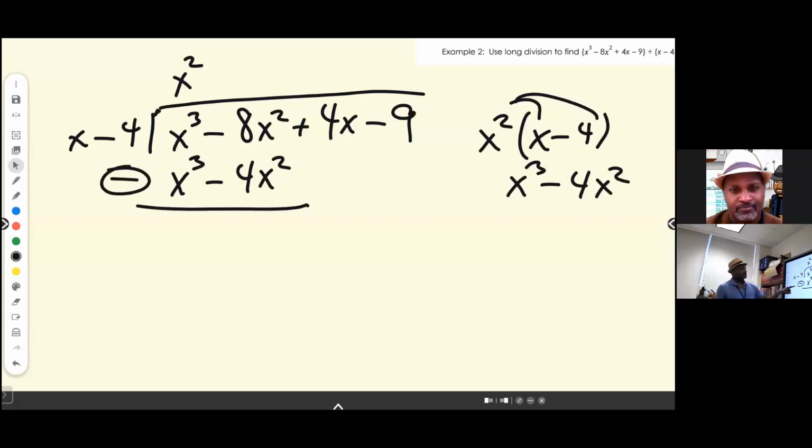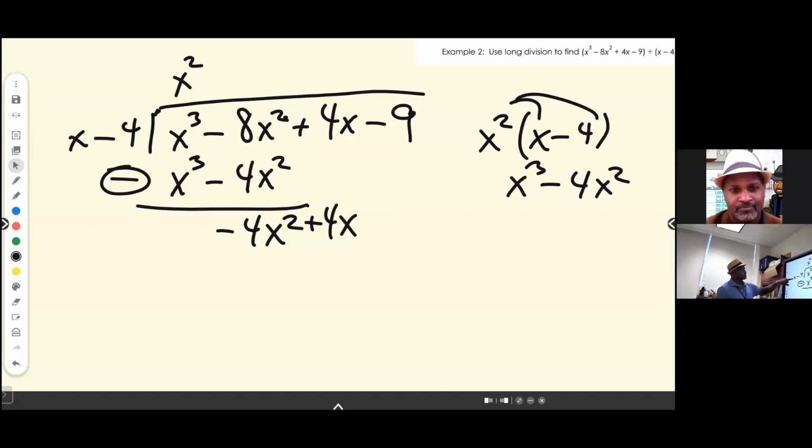x cubed minus x cubed, that's gone. But we got a negative 8x squared minus a negative 4x squared. That is going to be a negative 4x squared. All right. So let's go ahead and bring down 4x.